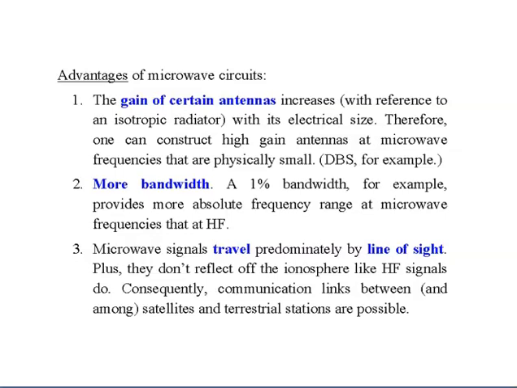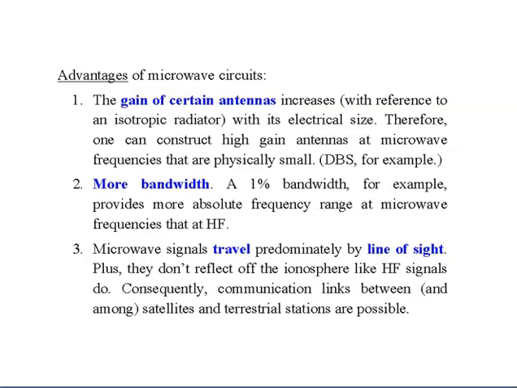Now, the advantages of microwave circuits. We have a few listed here. The first one: the gain of certain antennas increases, with reference to an isotropic radiator, with its electrical size, meaning that you can construct a high gain antenna if you use microwave frequencies. Usually for lower frequencies, the gain is not high compared to the microwave region.